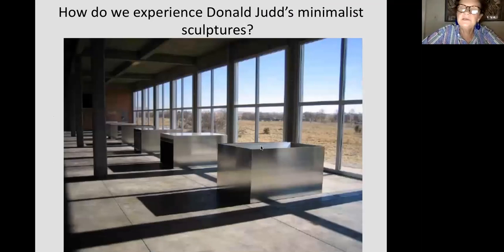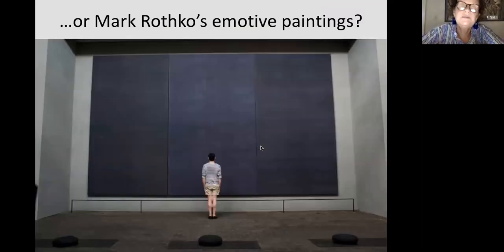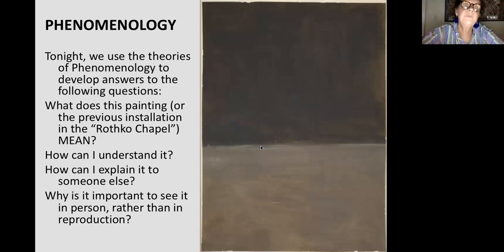How do we experience his piece? How do we experience Donald Judd's minimalist sculptures? And how do we experience Rothko's emotive paintings? And what does that say about the art and our attention to that art? So tonight I'm going to use the theories of phenomenology to develop answers to these 4 questions.